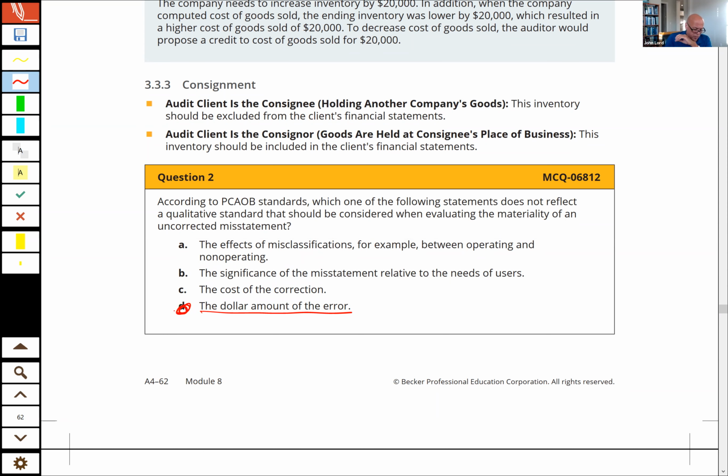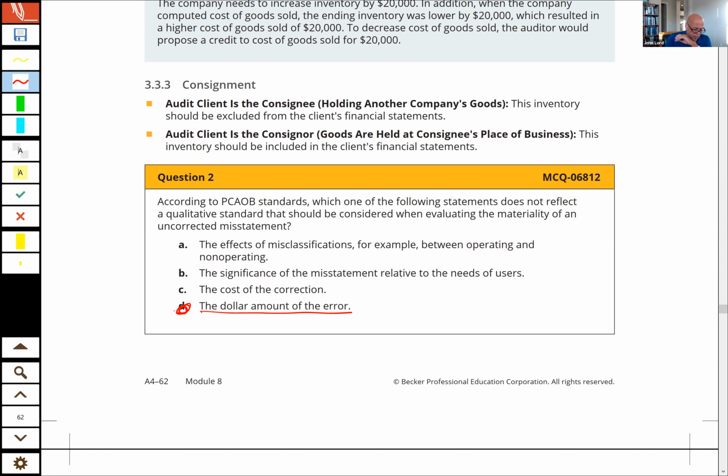No, that's qualitative. The cost of the correction is a qualitative consideration. That's why they have things that you don't necessarily have to correct. So no, the cost of correction is a qualitative consideration. Quantitative means how does it affect the financial statements?